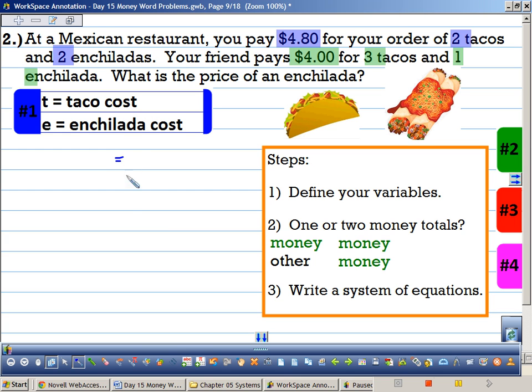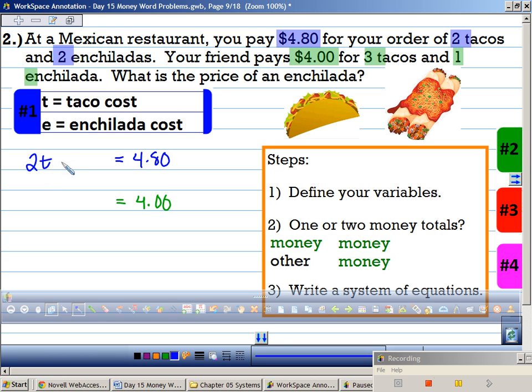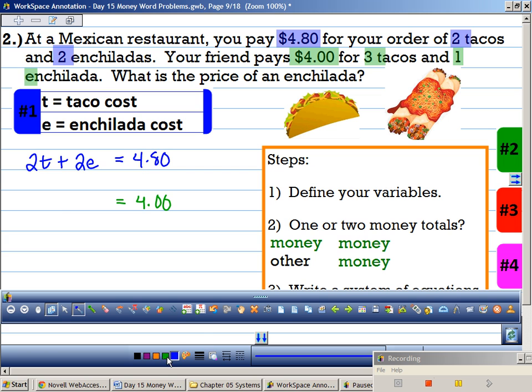Okay, so I know I have 2 money totals here. My first money total is $4.80. My second money total is $4. What's going on with the first order? It consists of 2 tacos and 2 enchiladas. And the second order is 3 tacos and 1 enchilada. How would I solve that one? Raise your hand. Selena? Multiply the second equation by -2. Multiply the second equation by -2, and that would eliminate your enchiladas, and you'd find out how many tacos. You want me to do it? Yeah.